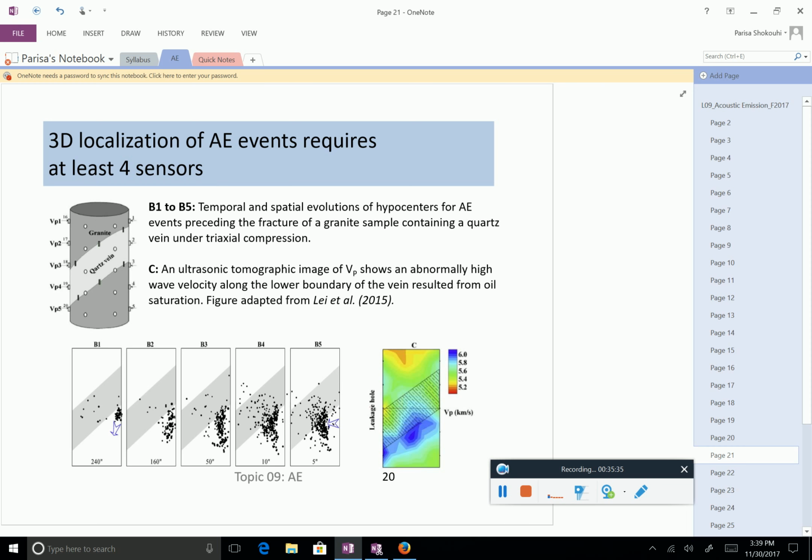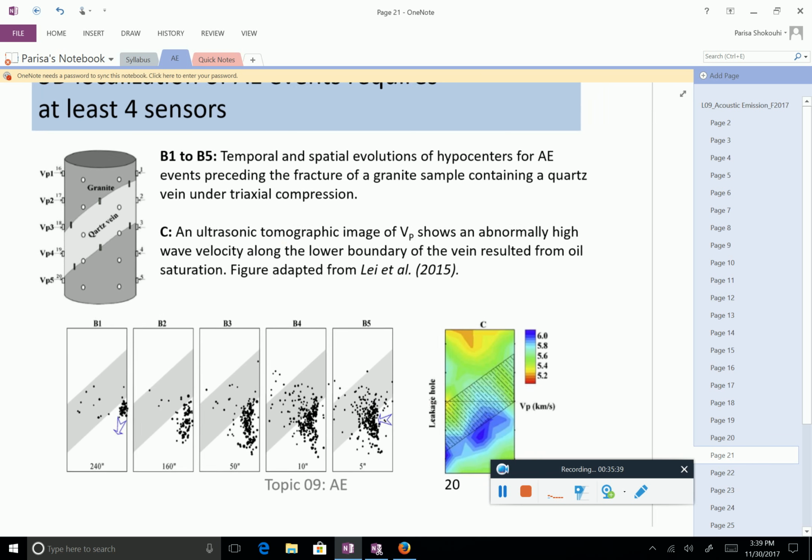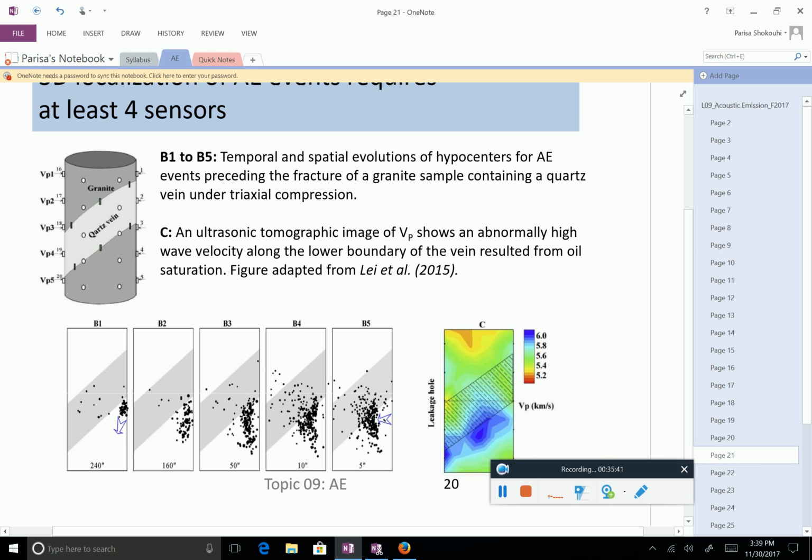Here, for example, this is an example I have shown you before. If you want to see where those acoustic energy releases are actually happening, you need to have a lot of sensors glued on the sample, as you can see. This is a small sample. You see that you have a large number of acoustic emission sensors. So the point is, everything depends on your application, what you want to do and what you want to achieve.